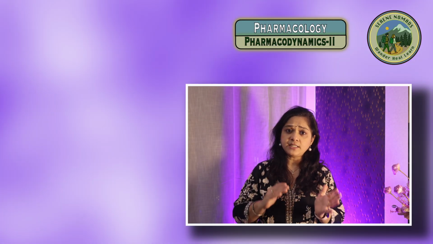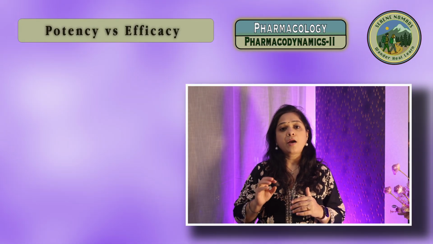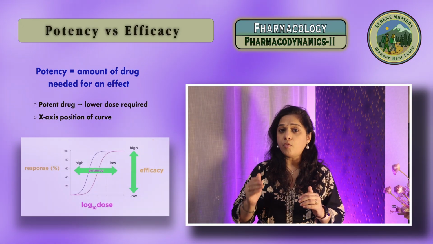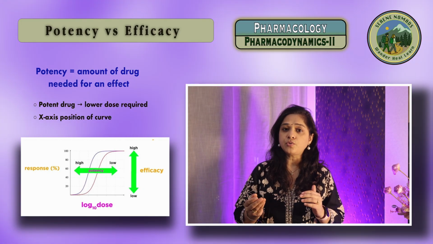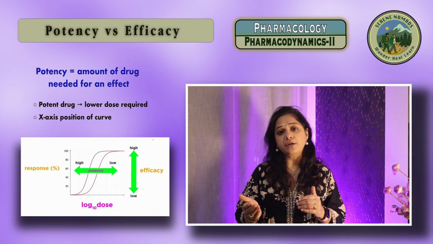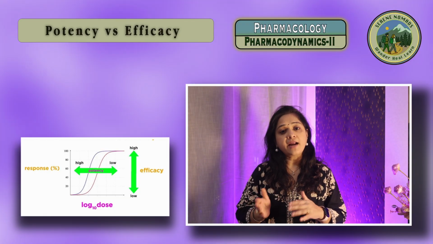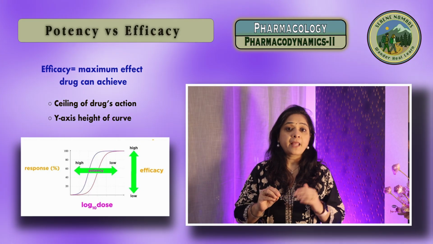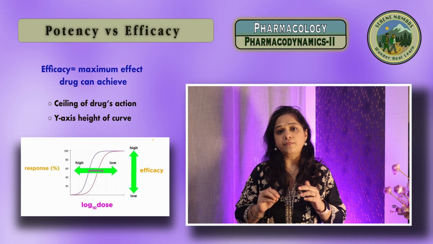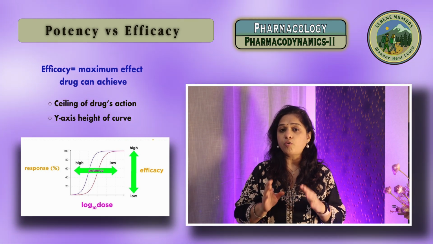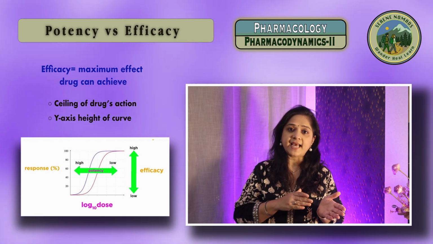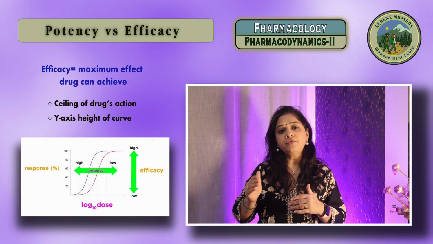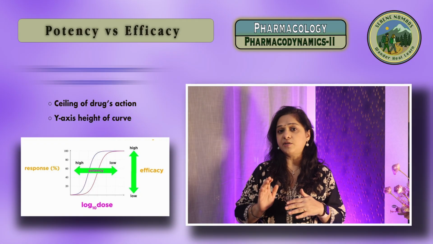Let us see what drug potency and efficacy are. Potency refers to the amount of drug required to produce a given effect. A more potent drug will require a smaller dose to achieve the same effect as a less potent one. Efficacy, on the other hand, refers to the maximal effect a drug can achieve, regardless of dose. It is the ceiling of the drug's action. On a dose response curve, potency is related to the position along the x-axis, the dose required, and efficacy is related to the height of the curve on the y-axis, the maximal response.